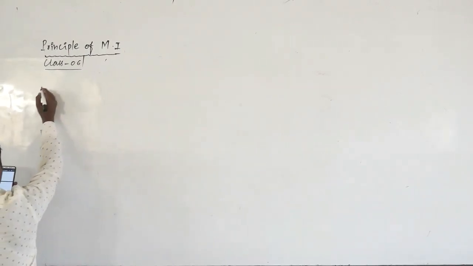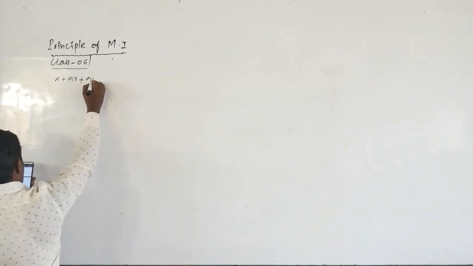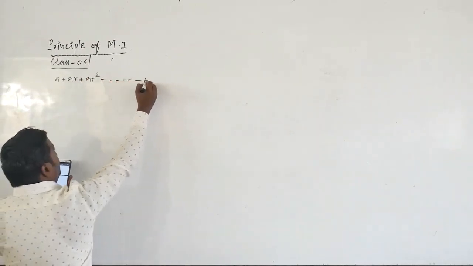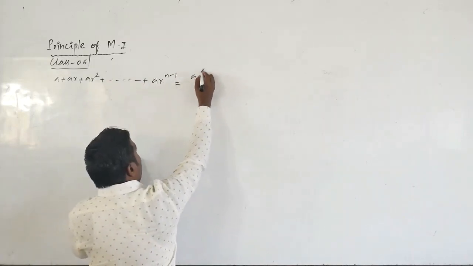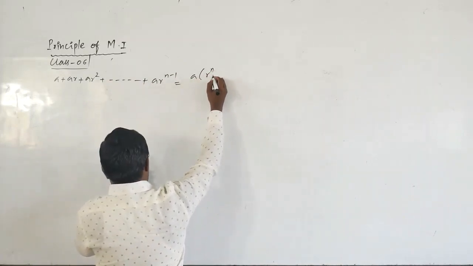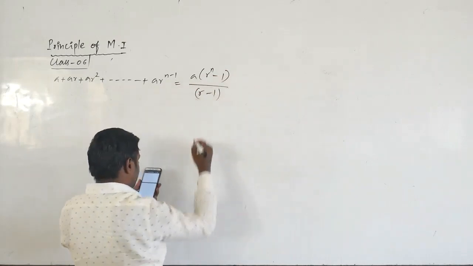Next question. A plus AR plus AR square and so on plus AR raised to n minus 1 is equal to A into R raised to n minus 1 divided by R minus 1.